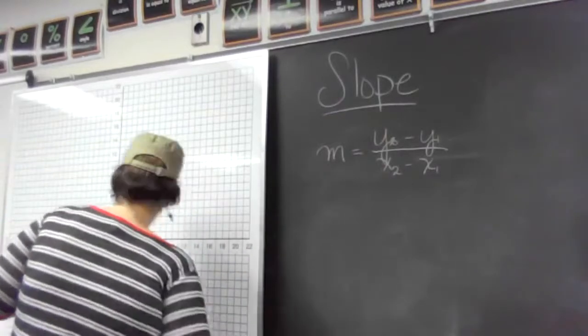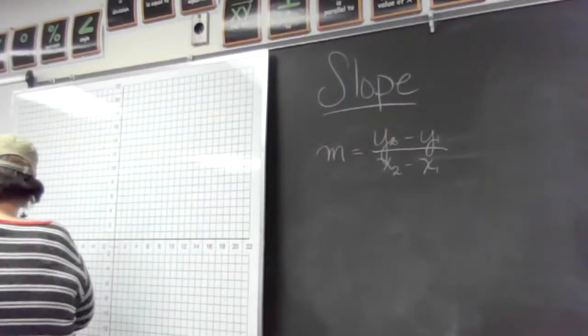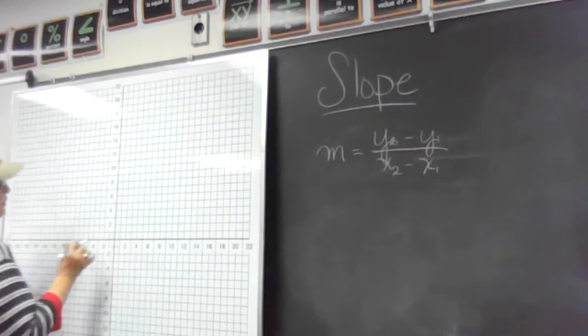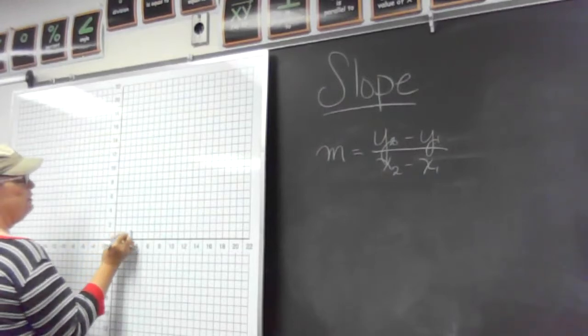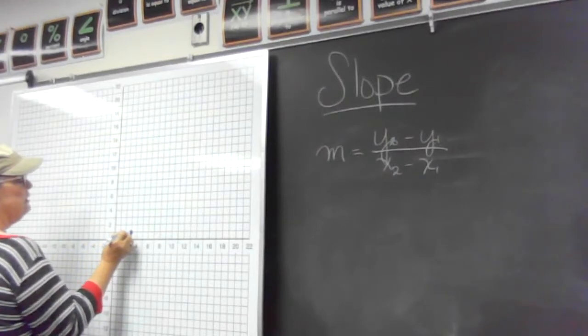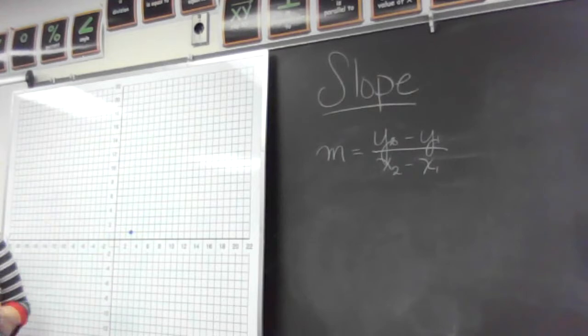Number 1 on this page has my house at 3, 1. 1, 2, 3, 1. That's my house. Now, I don't know where my friend's house is yet.